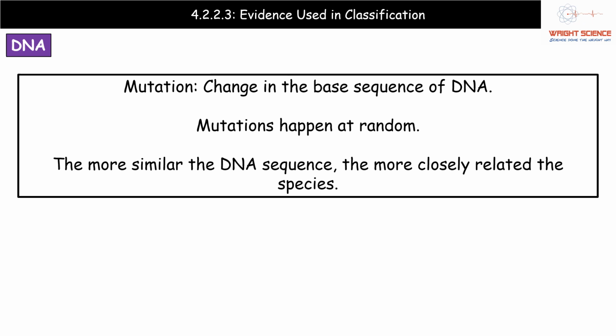Because we're looking at something that's happening over a period of time, the more similar the DNA sequence, i.e. the fewer mutations that have occurred between the two, the more closely related those species will be, because they were sharing that common ancestor at a more recent time in the past. Therefore, that DNA sequence hasn't had the chance to undergo so many mutations, so it's still quite similar.